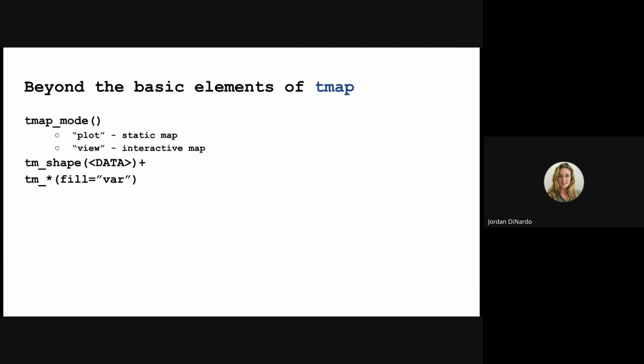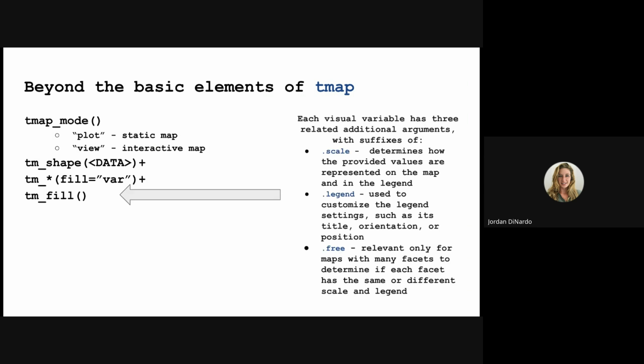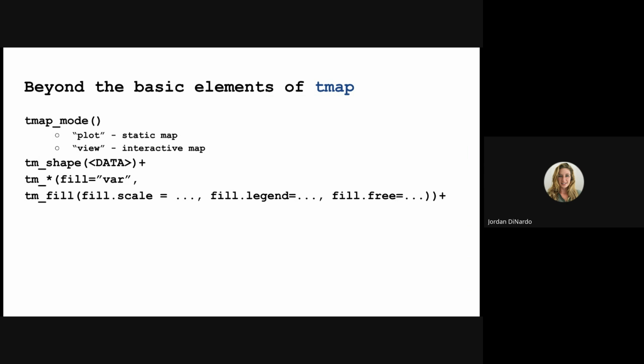So just moving beyond the basics here. So again, this is what we've seen. We can start to build on this, where we start to customize the scale a bit. So say we used tm_shape, we said fill equals some sort of variable. We can now start to play with what that scale is. Here's where we would identify the scale, which determines how the provided values are represented on the map, the legend, as well as if you are faceting or not. This is where you would indicate whether those scales are consistent across those facets. So this is ultimately what it would look like for each of those arguments.